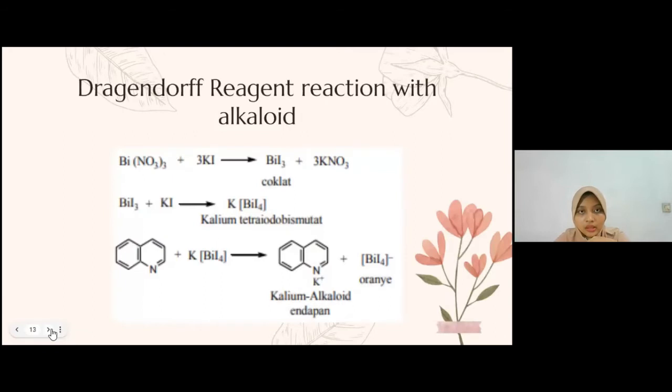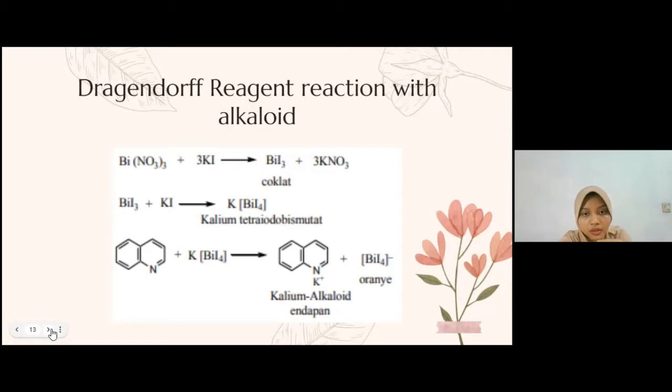For the Dragendorff reagent reaction with alkaloid, the positive result of alkaloid in the Dragendorff test is indicated by the formation of a light brown to yellow precipitate. The precipitate is a potassium alkaloid. In the manufacture of Dragendorff reagent, bismuth nitrate is dissolved in hydrochloric acid so that no hydrolysis reaction occurs, because bismuth salts are easily hydrolyzed to form bismutyl ions. In order for the bismuth 3+ ions to remain in solution, acid is added to the solution so that the equilibrium will shift to the left.